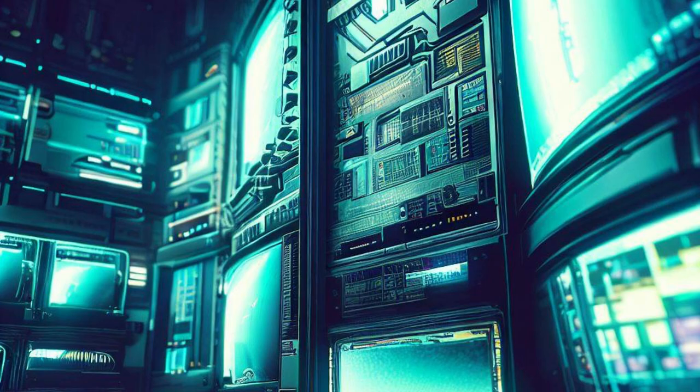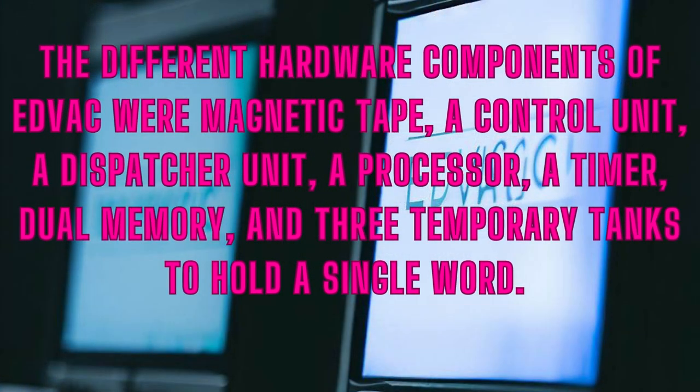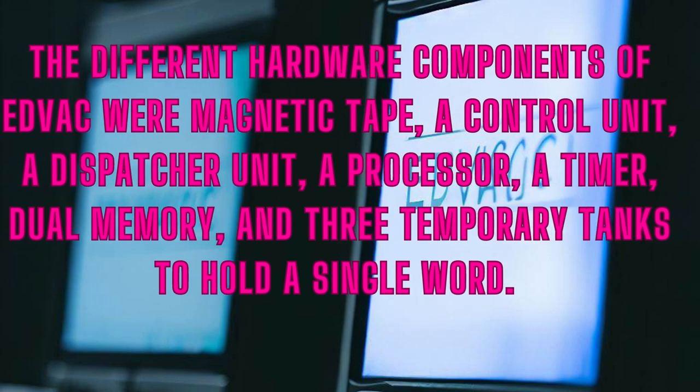The different hardware components of EDVAC were magnetic tape, a control unit, a dispatcher unit, a processor, a timer, dual memory, and 3 temporary tanks to hold a single word.